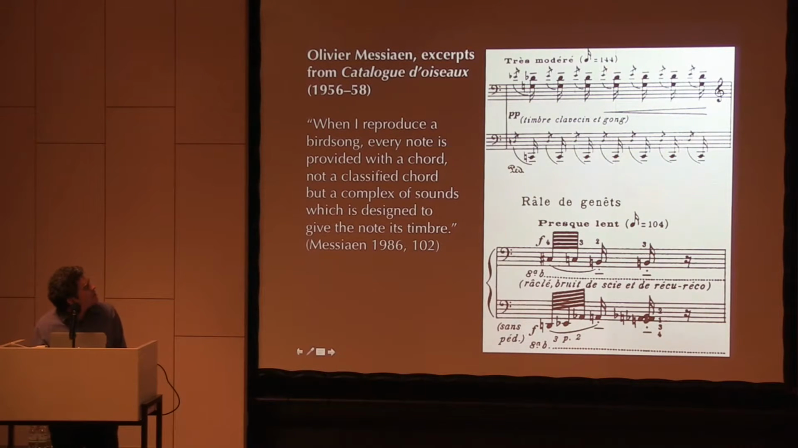So we see in this chord, for example, this was the first example, there's a kind of timbre of a harpsichord and gong created by a particular spacing. The râle de genêt, the corncrake, is this very rough-sounding cluster chord, which gives it that kind of barking sound, almost. So here we have the piano imitating what could really be called a timbre, much more than a harmony.